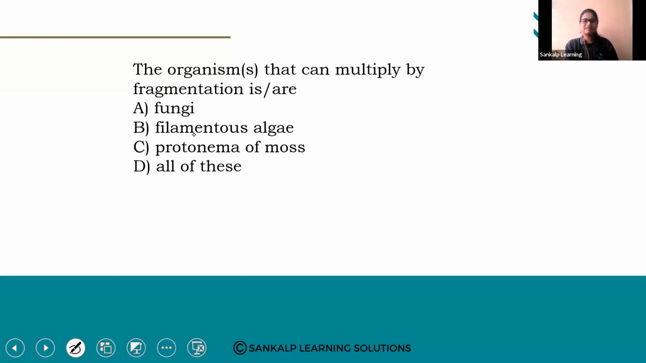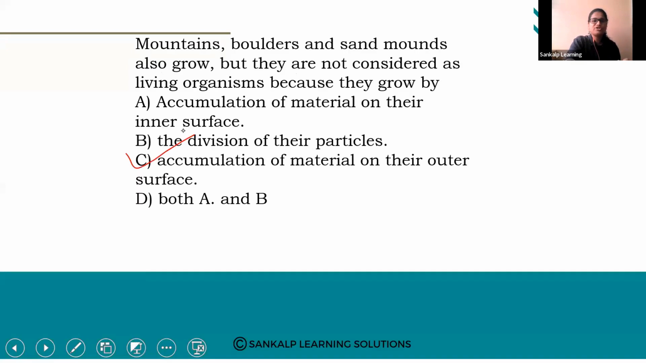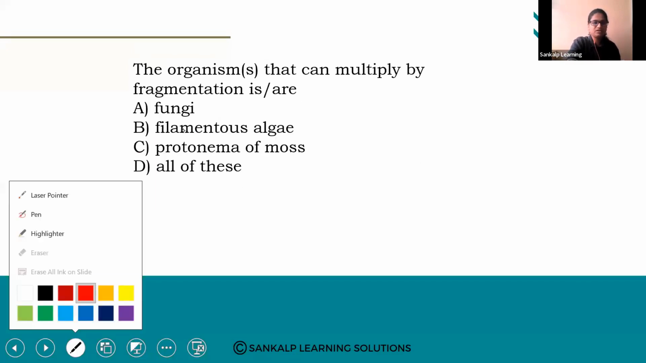So the right answer here is fungi. Some of the fungi will reproduce by fragmentation. Some of the filamentous algae like Spirogyra will reproduce by fragmentation. Then protonema of moss will also reproduce by fragmentation. The right answer is here option D. I think only one person mentioned option D, and so the right answer is here option D, guys.